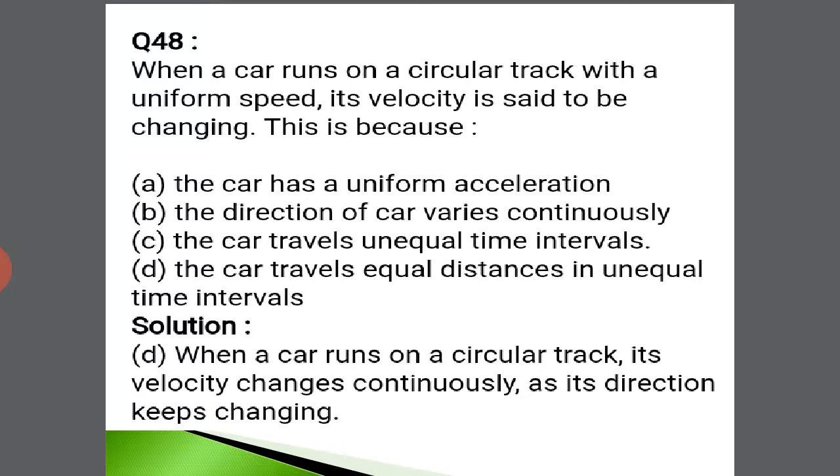Next question. When a car runs on a circular track with a uniform speed, its velocity is said to be changing. This is because, see all the options and focus on option D. The car travels equal distances in equal intervals of time. On a circular track, the velocity keeps changing continuously as the direction is also changing.